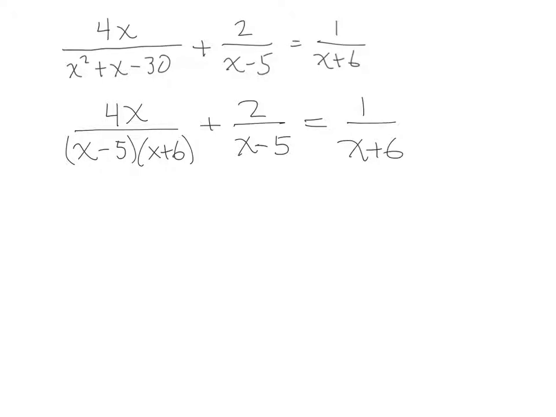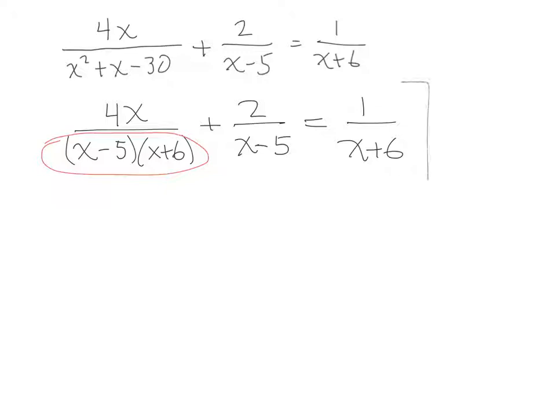So what you can see here is all 3 denominators, the least common multiple would be x minus 5 times x plus 6, which means we could multiply both sides of this equation by x minus 5 times x plus 6. That'll clear the denominators here, so this will get eliminated. So what we're going to do is multiply everything by what I've just circled, which means that that term is just going to wind up being 4x.